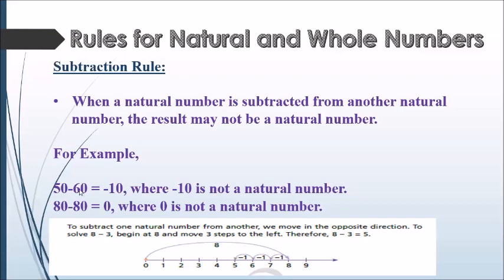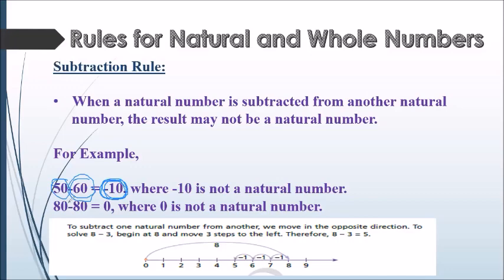Look, if I write 50 minus 60. Now, whenever you subtract a larger number, here it is 60, from a smaller number, that is 50, the answer is always going to be negative. Negative numbers are not natural numbers and they are not whole numbers. So, when we subtracted two natural numbers, like 50 and 60, the answer is not a natural number.